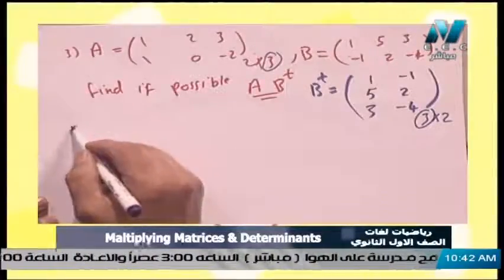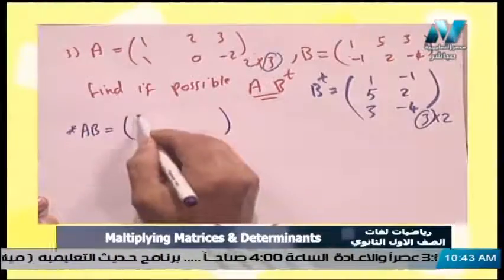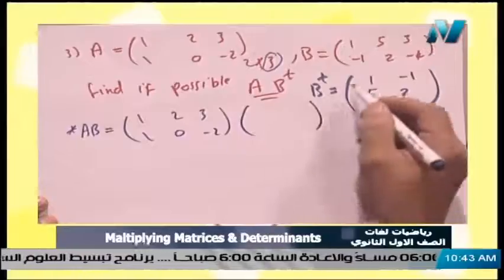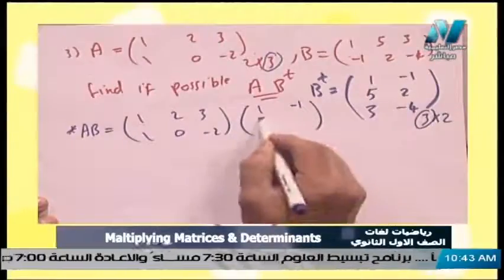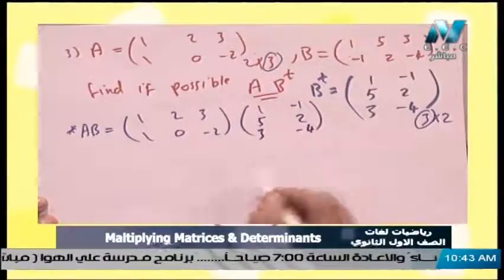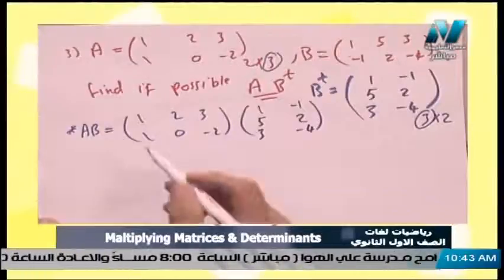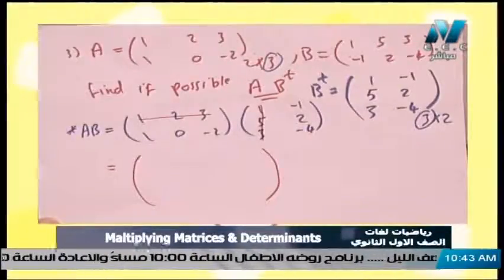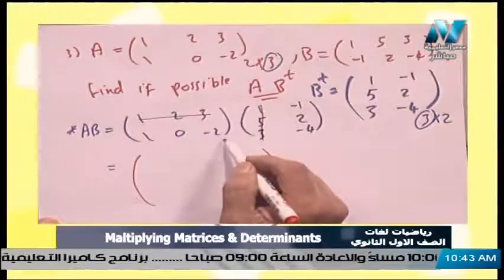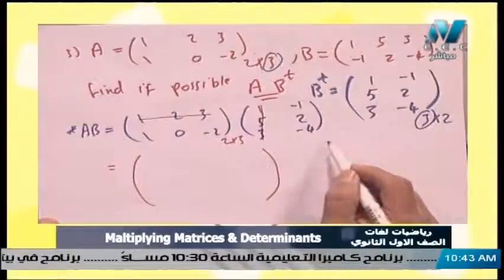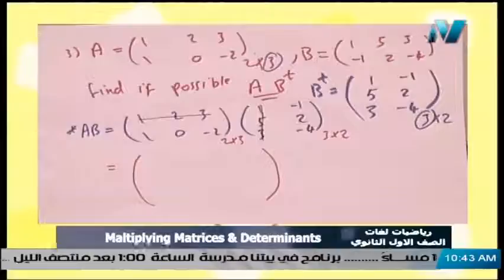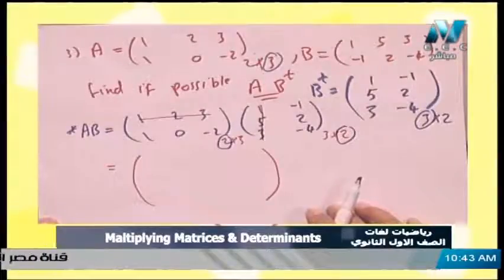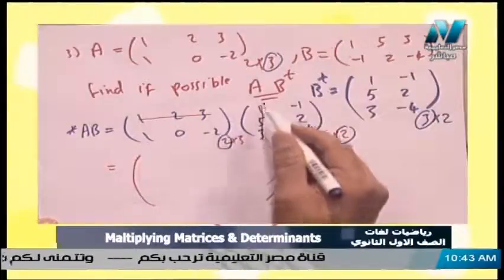the matrices. So AB equals, let's put A like that, 1, 2, 3, 1, 0, negative 2, and the other B transpose will be 1, negative 1, 5 and 2, 3 and negative 4. Concentrate with me. We will multiply this row by this column, and it will be only one element. The order of this matrix, as we said, 2 by 3, and this one 3 by 2. So it's expected to be a 2 by 2 matrix. Okay, let's multiply this row by this column.